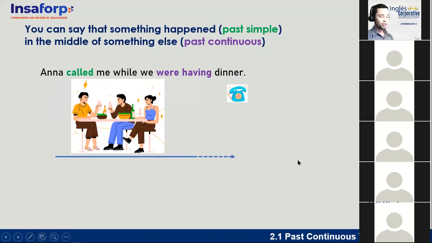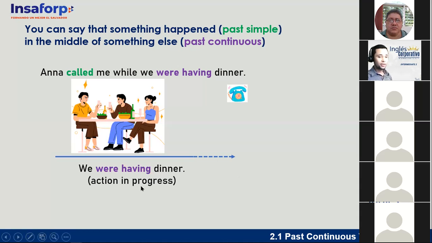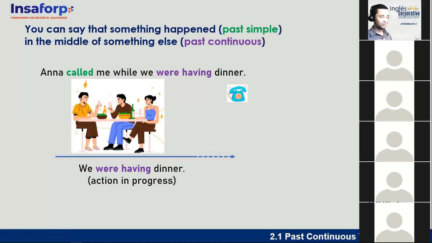Vamos a ver si me pueden identificar esto. ¿Cuál de las dos acciones, called y we were having? Son dos acciones. ¿Cuál de ellas estaba en progreso? Rodrigo. We were having dinner, correct. We were having dinner was the action in progress. No habían terminado, estaban comiendo todavía.